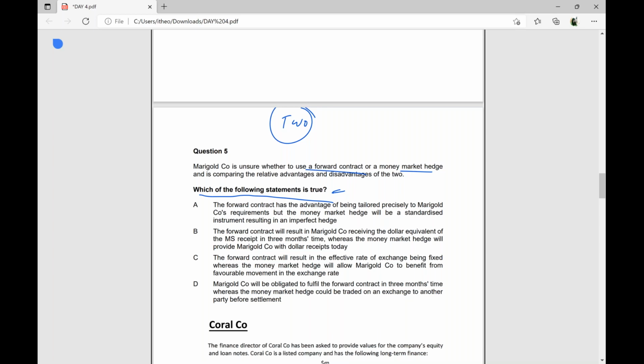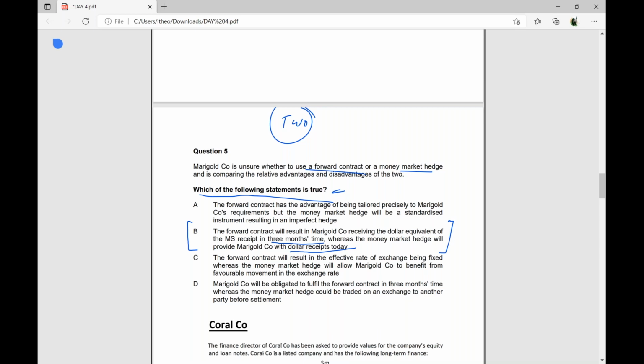hedge will provide Marigold with dollar receipts today. The forward contract will result in the effective rate of exchange being fixed, whereas the money market hedge will allow Marigold to benefit from favorable movement. Marigold will be obligated to fulfill the forward contract in 3 months, whereas the money market hedge could be traded on an exchange to another party before settling. If you read all 4, the most clear-cut answer that's clearly mentioned in Kaplan is answer B. Read it carefully: the forward contract will result in Marigold receiving the dollar equivalent of receipts in 3 months, whereas the money market hedge will provide Marigold with dollar receipts today.